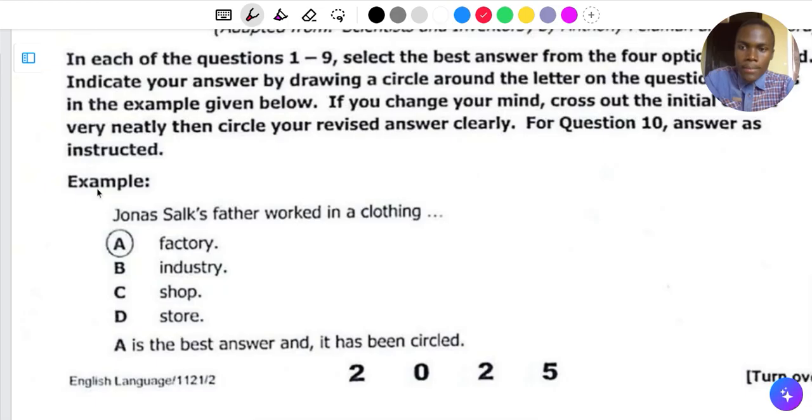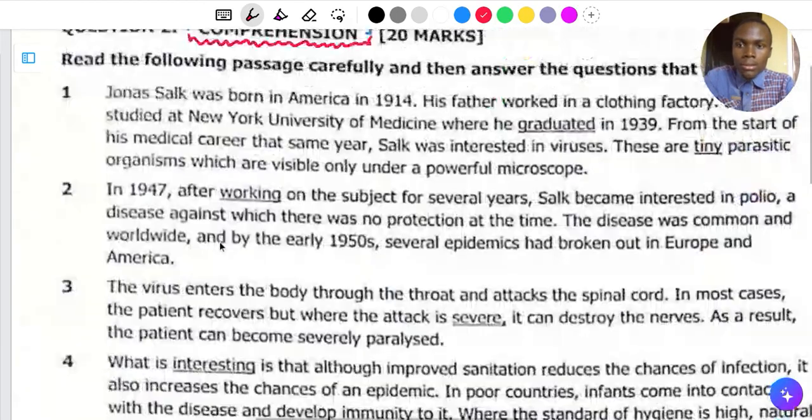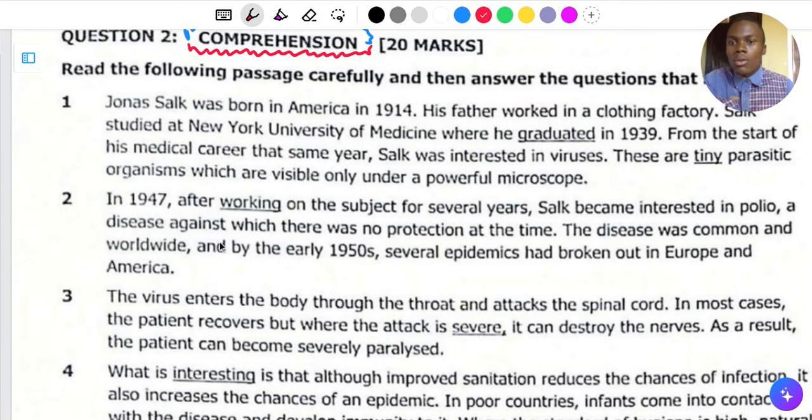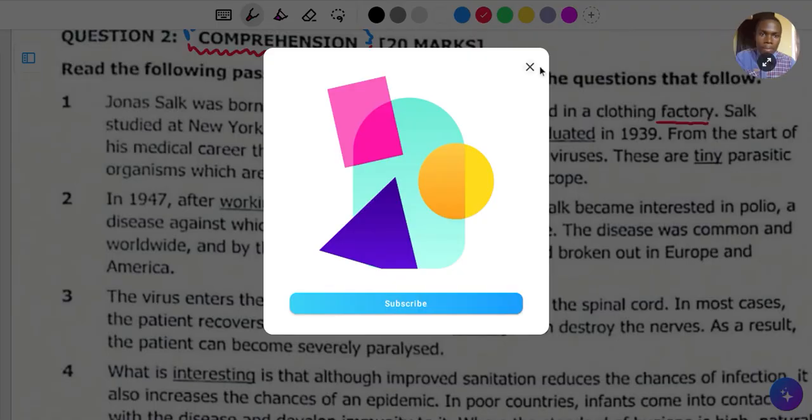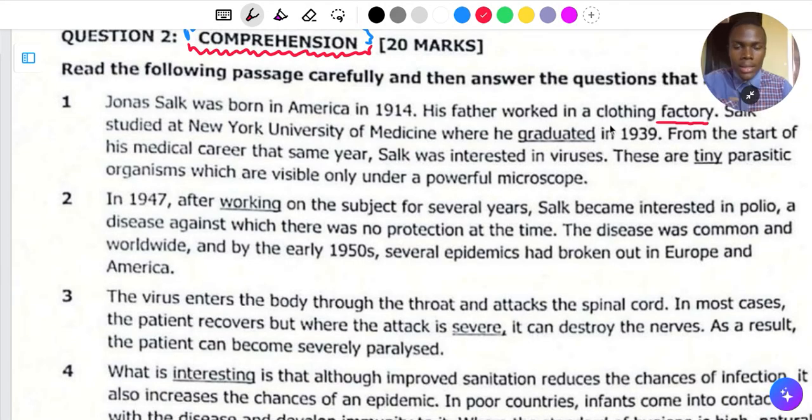So we have this example. It is saying Jonas Salk's father worked in a clothing dash. We have industry, factory, shop and store. The correct answer here is factory. So let's see where we are going to get the answer. According to paragraph 1, Jonas Salk was born in America in 1914. His father worked in a factory. So that is the answer that you need to understand there.